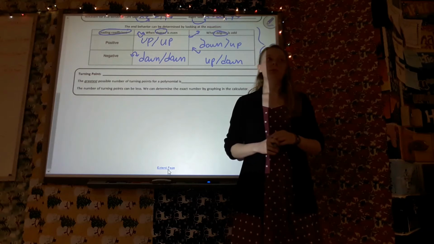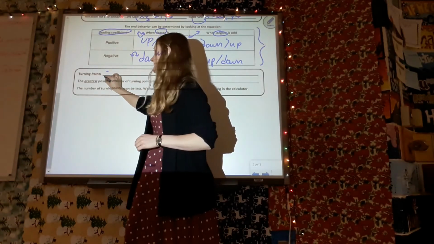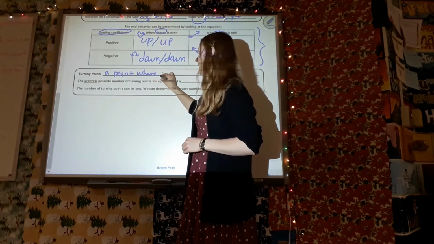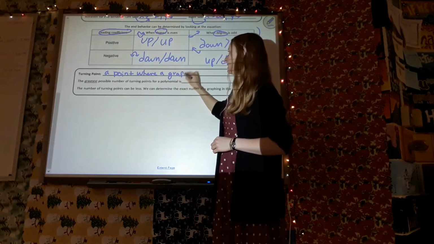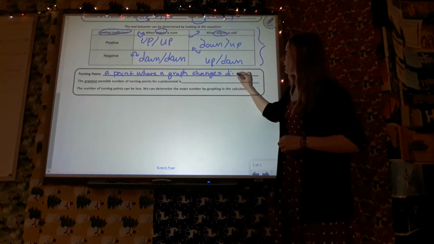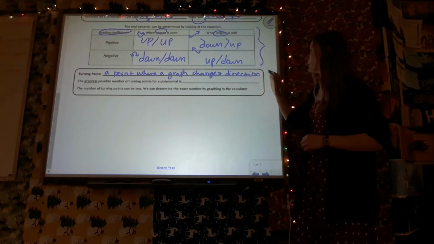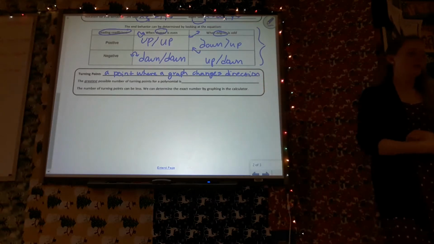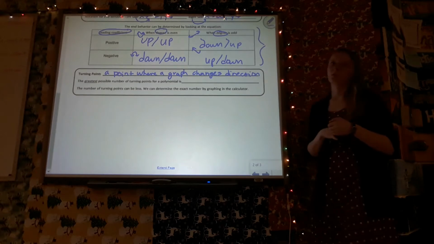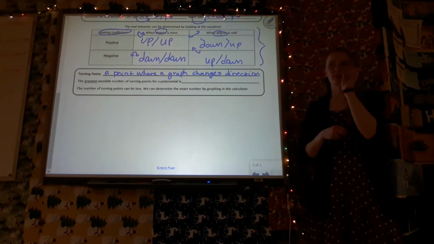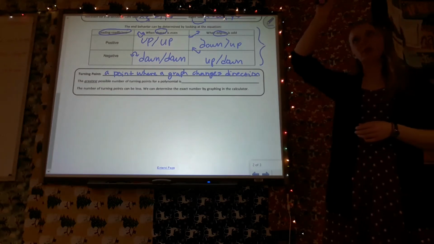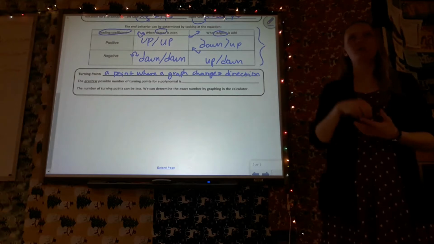Last vocabulary word for you guys is turning point. So it is a point where a graph changes direction. Point where a graph changes direction. Hence turning. It's literally a point where the graph turns. It could be going up and then it turns to go down. The point where it does that is a turning point.